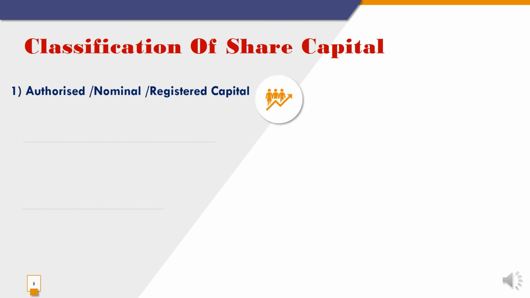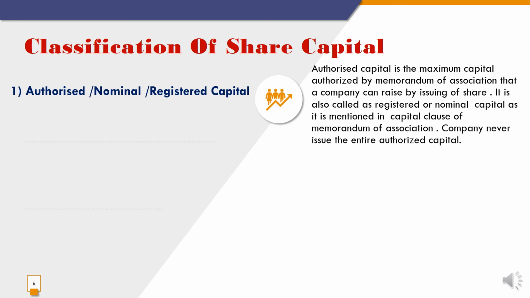So the first one is authorized, nominal or registered capital, which means authorized capital is the maximum amount authorized by the memorandum of association that a company can raise by issue of shares. It is also called registered or nominal capital, as it is mentioned in the capital clause of the memorandum of association. Students, you have already understood what the capital clause and memorandum of association are. So authorized capital is the capital permitted by the Registrar of Companies, and it is mentioned in the capital clause of the company's memorandum of association. As you have seen in the example, the company never issues the entire authorized capital; they keep some capital pending for future use.